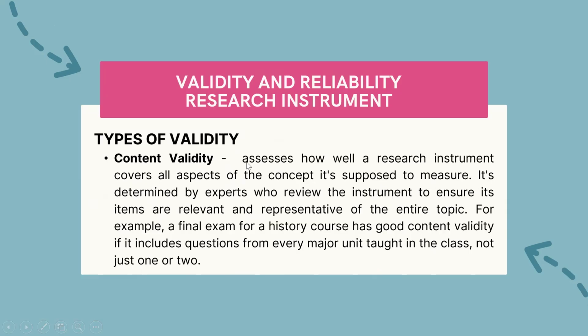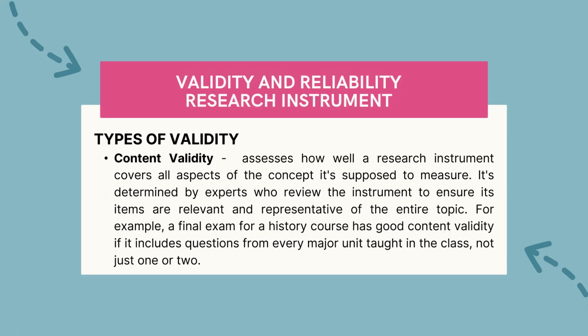Content validity assesses how well a research instrument covers all aspects of the concept it's supposed to measure. I have encountered different instruments in which, in their independent or dependent variable, it is only composed of maybe five questions, five items. Does it measure content validity? No, because it does not measure all aspects. It just measures some of the aspects. So ideally, your questionnaire or research instrument should cover all aspects of the concept it's supposed to measure.